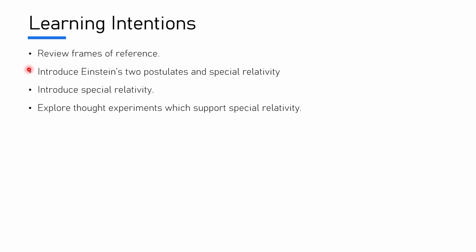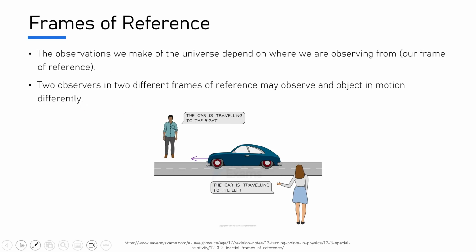We're then going to introduce the two postulates and how they connect to special relativity themselves, and again, unpack some thought experiments. Frames of reference is nothing new. We've been looking at it since Module 1. Essentially, the concept here is that we can make observations of the universe from different locations, and depending on where we're observing from, the observations that we actually make, the measurements that we make, may differ from each other.